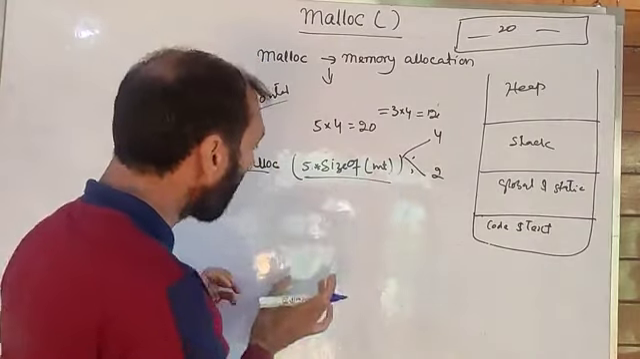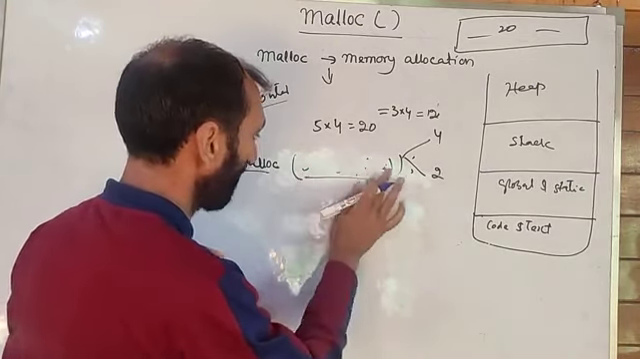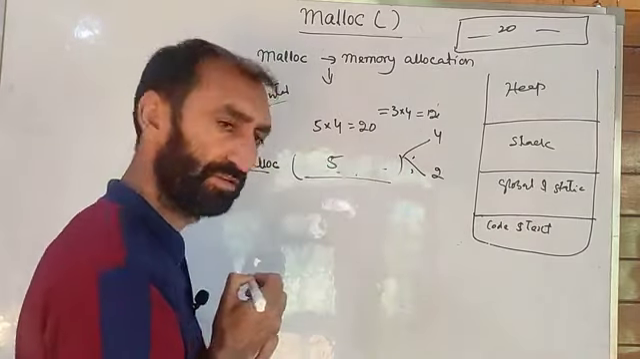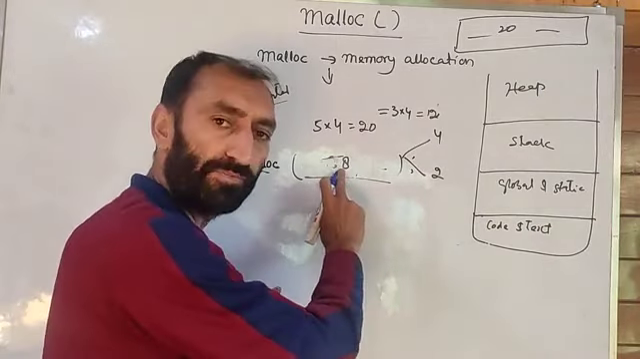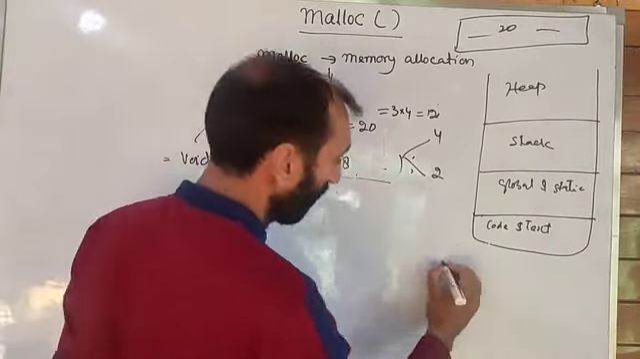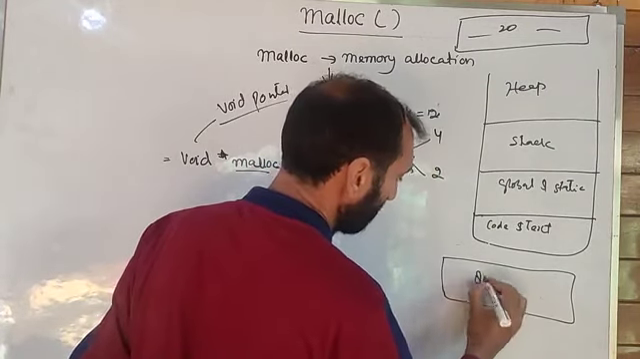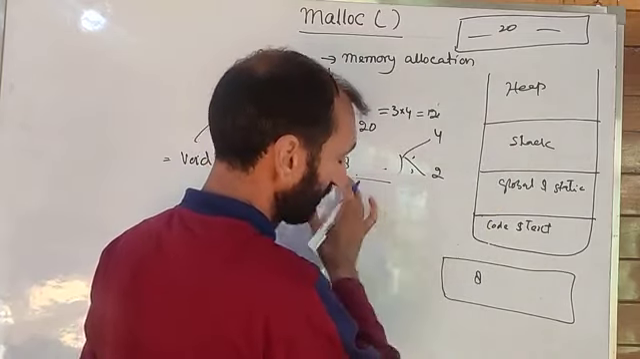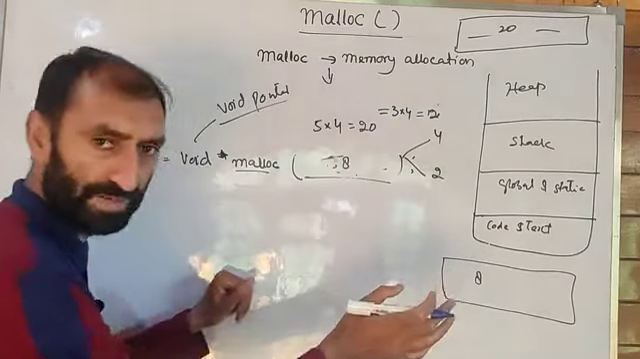Because at the time of this allocation, for example, here I am requesting 5 or 8 bytes of memory. Suppose I am requesting 8 bytes of memory. So a complete block of 8 bytes will be allocated by the memory manager for the program, by this malloc function dynamically. That means a complete block will be allocated.